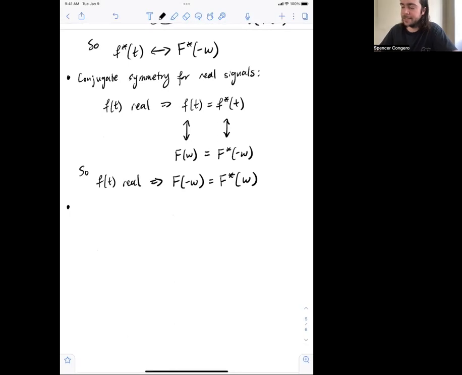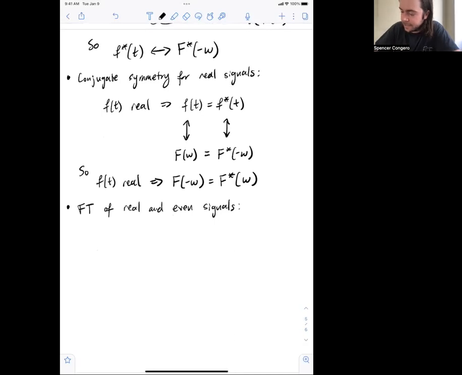We saw a similar thing when we were talking about the frequency response of RLC circuits way back at the beginning of the class. We saw a similar conjugate symmetry property. Now we can look at the Fourier transform of real and even signals.